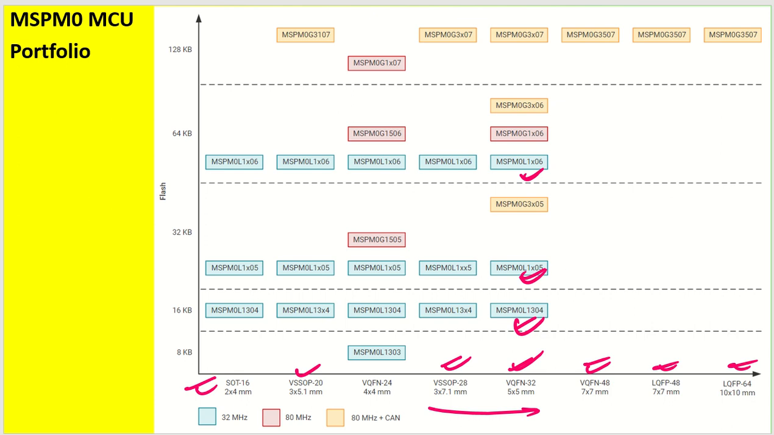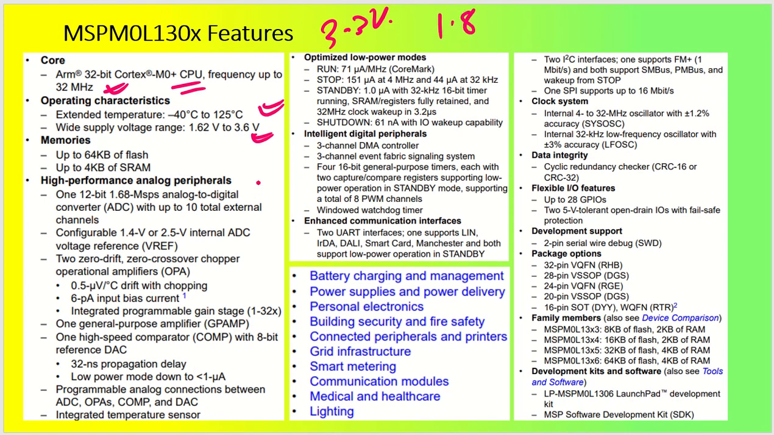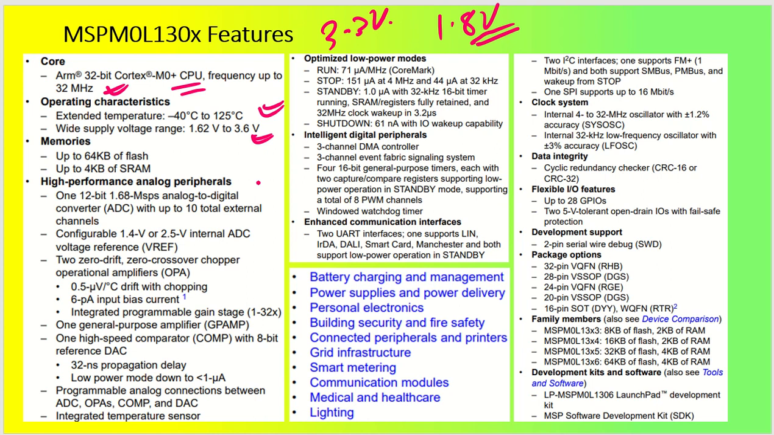Now we'll try to understand some of the features of this particular device. We have an ARM Cortex 32-bit M0 plus CPU, with frequency up to 32 megahertz. We have an extended temperature range of -40 to 125 degrees centigrade, and 1.62 volt to 3.6 volt. This is very good for 3.3 volt applications as well as 1.8 volt logic level applications. But we will be concentrating our design on 3.3 volt logic applications. We have memory up to 64 kilobytes, and SRAM up to 4 kilobytes.